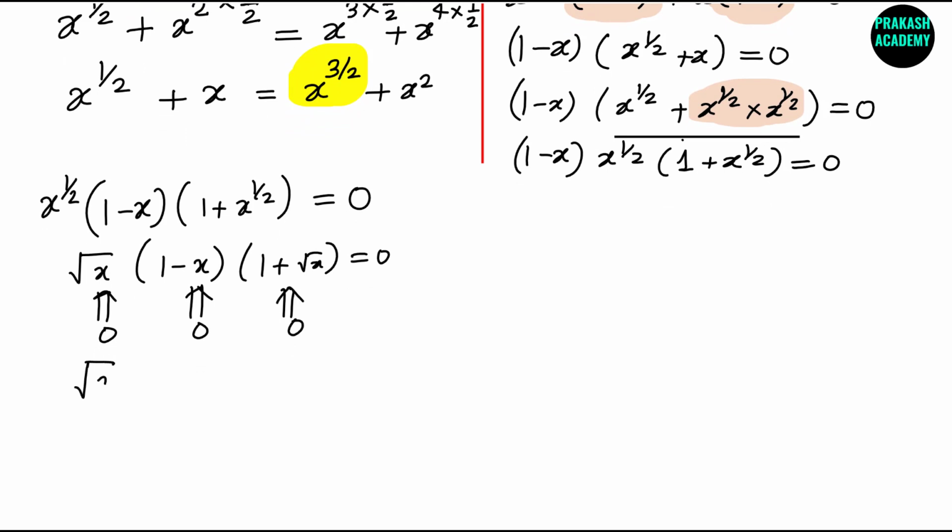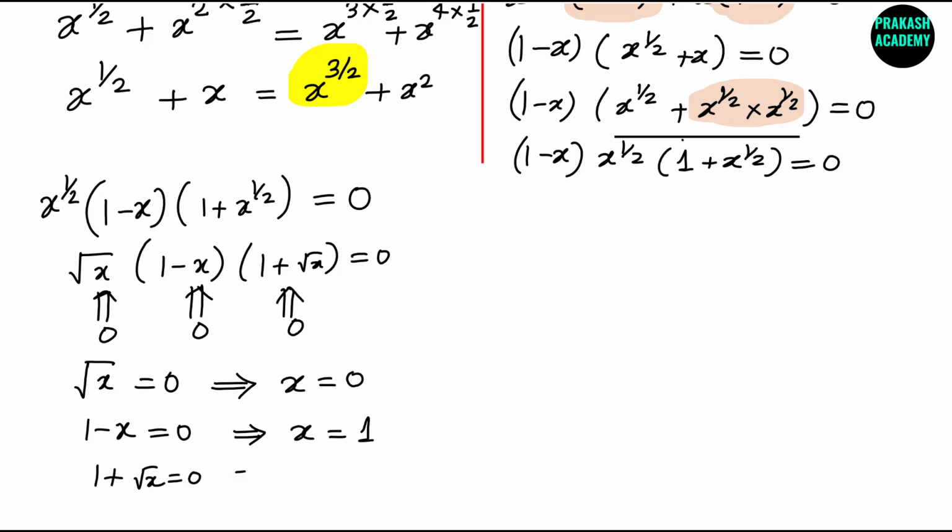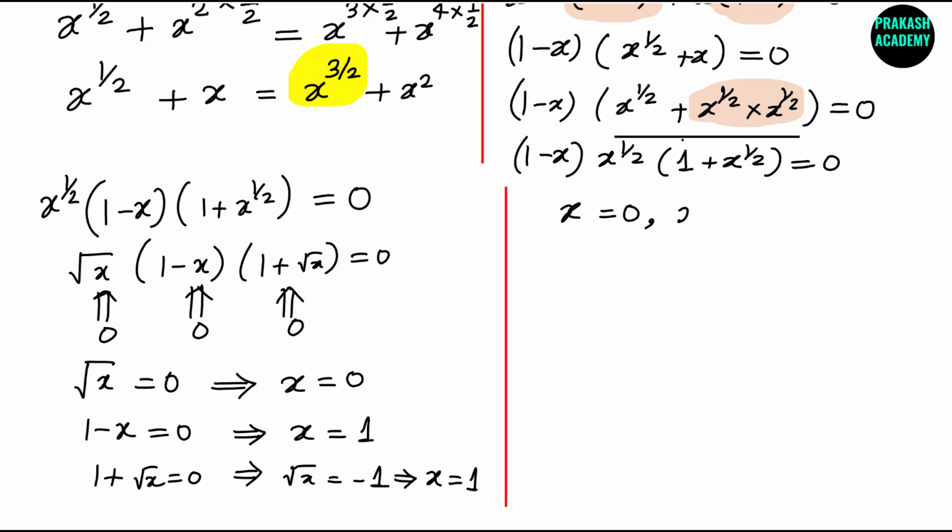So root x is equal to 0. This means x is equal to 0. 1 minus x is equal to 0 means x is equal to 1. And 1 plus root x is equal to 0 means root x is equal to minus 1, and if you square, then x is equal to 1. So we can have two possible solutions. One is x equals 0, another is x equals 1. So in this case we have two possible solutions, x equals 0 and x equals 1.